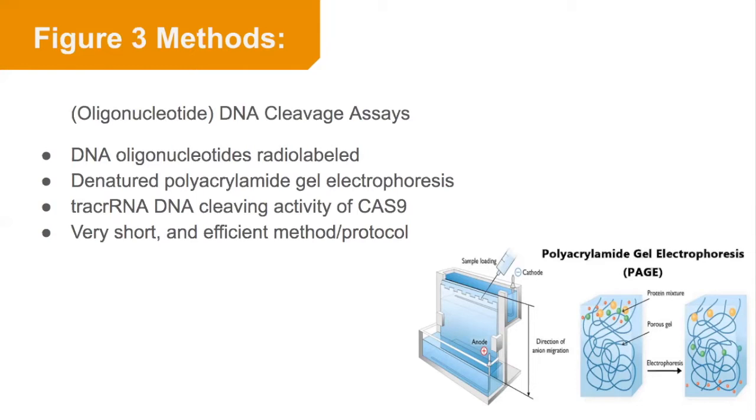For more specific methods of what they used, DNA oligonucleotides were radiolabeled by incubating with 5 units T4 polynucleotide kinase in a kinase reaction buffer. And then they inactivated it through heat. After that, reactions were purified to remove unincorporated labeling. And then duplex substrates were generated by annealing labeled oligonucleotides with equimolar amounts of unlabeled complementary oligonucleotide, followed by slow cooling to room temperature.